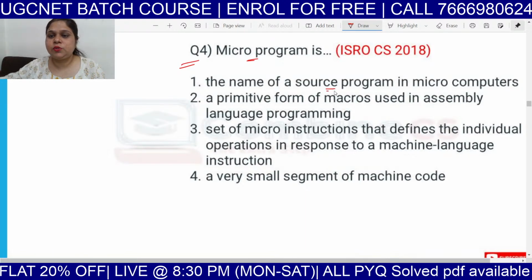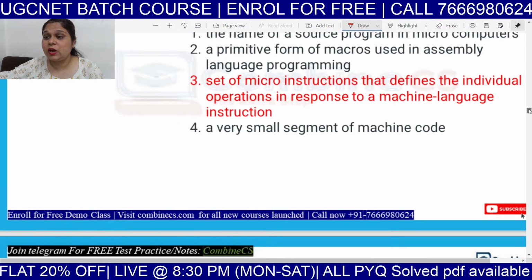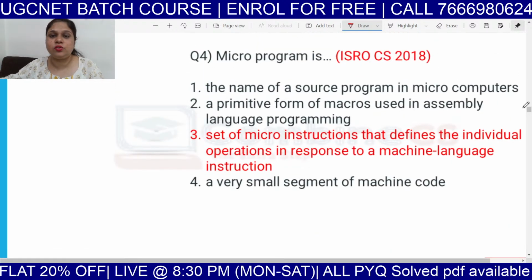The name of the source program in microcomputers, a primitive form of macros, a set of micro instructions that defines the individual operation in response to a machine level, or a very small segment of machine code. The answer is option 4, but that is again the incorrect answer. Now you can see these are the recent year questions of UGC NET. So what is a micro program? A micro program is a set of micro instructions.